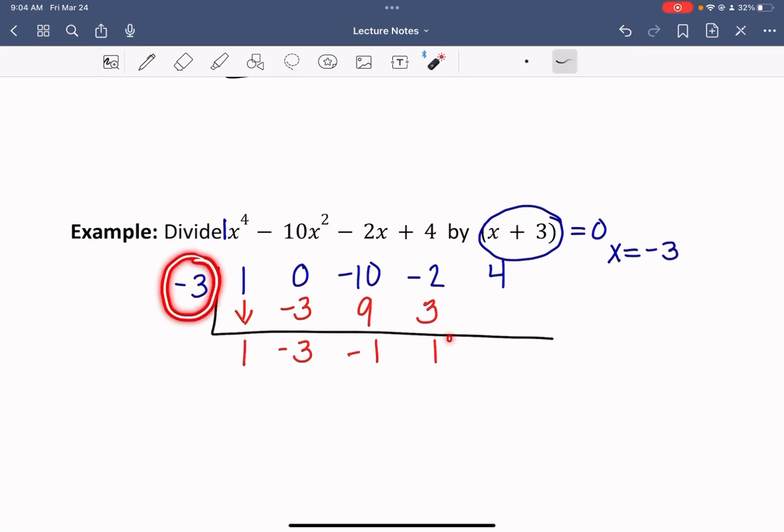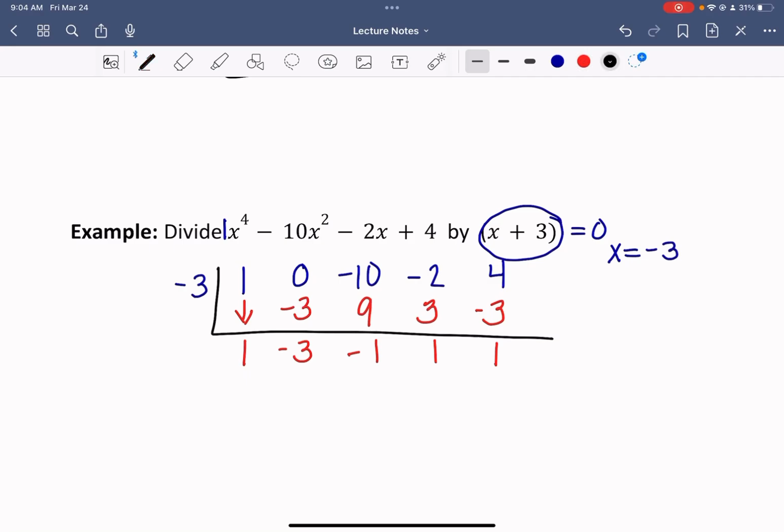Multiply negative 3 times 1. We're almost done. That gives me negative 3. And then add vertically to give me 1. Now, this is very much a shorthand, but you can see it goes a lot quicker. It takes up a lot less space on your paper. But what are we left with?